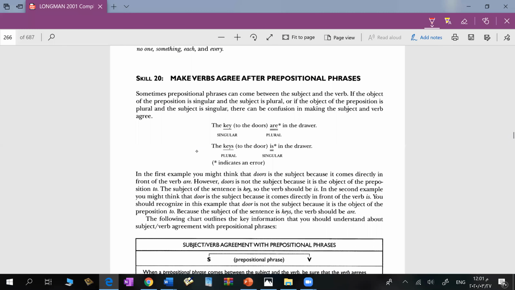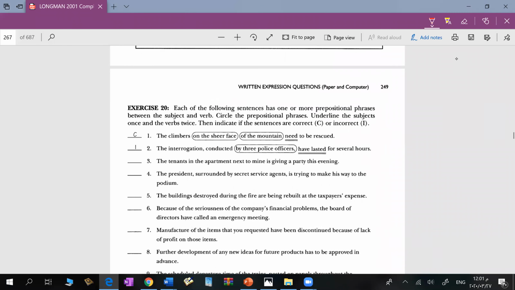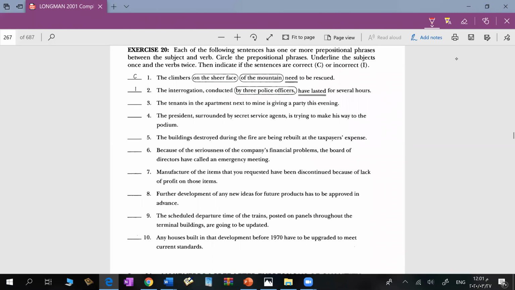Make verbs agree after prepositional phrases. The key are in the drawer. Do we say are or is? The keys are, and so on. I think this is pretty easy for all of us. Look at these questions. I'll give you 1 minute to have a look, and then we'll do them together. We'll talk about subject agreement in many skills to come. So I want you to not take it too easily and make sure later on when you speak or write, you avoid mistakes in this area, okay? Take 1 minute.